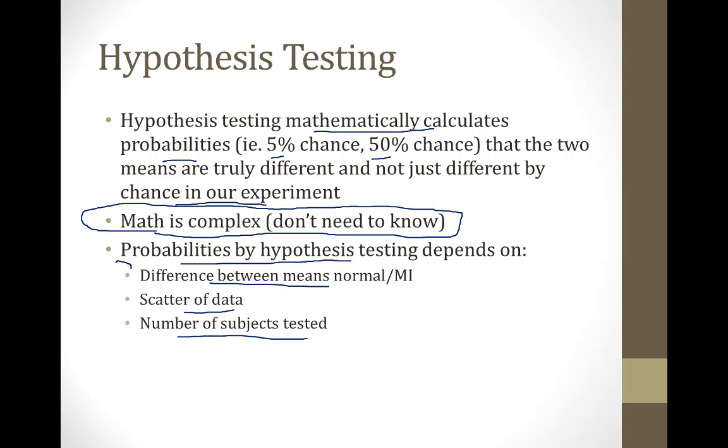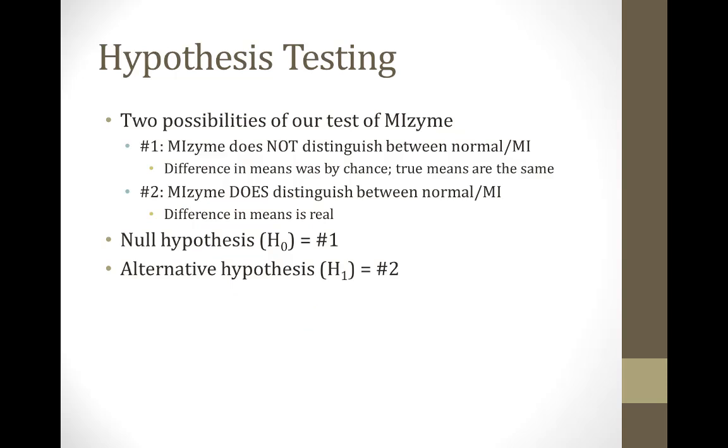And that's what I was showing to you in those graphs on the previous few slides. So let's go back to our experiment and recall that when we tested the MI-Zyme levels on normal patients, we found a mean value of 1. And when we tested it on heart attack patients, we found a mean value of 10. There are two possible explanations for the results of our experiment.